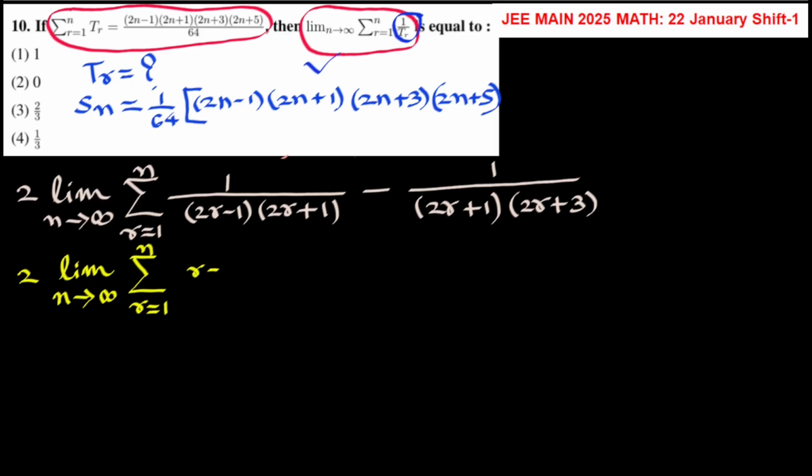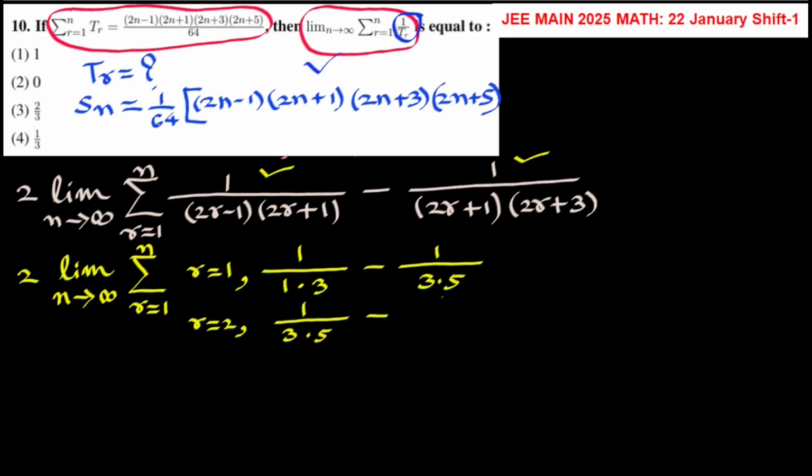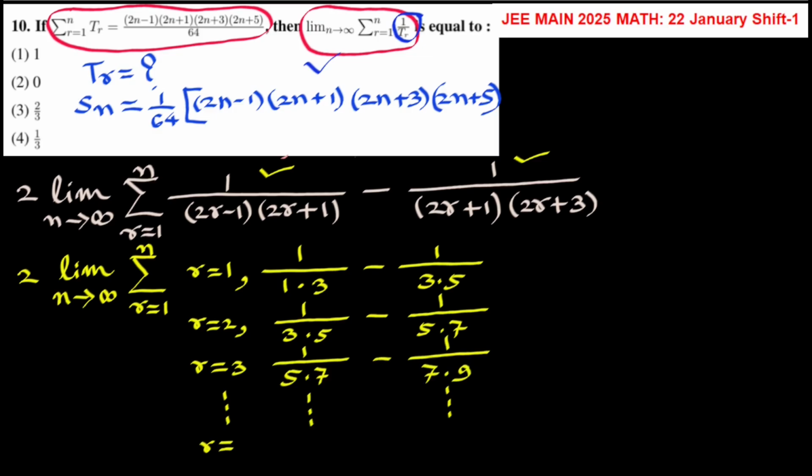For r equals 1, this will become 1 upon 1 into 3 minus 1 upon 3 into 5. Similarly, for r equals 2, this will be 1 upon 3 into 5 minus 1 upon 5 into 7. For r equals 3, 1 upon 5 into 7 minus 1 upon 7 into 9, and so on. For r equals n, this last term will be 1 upon (2n plus 1) into (2n plus 3).